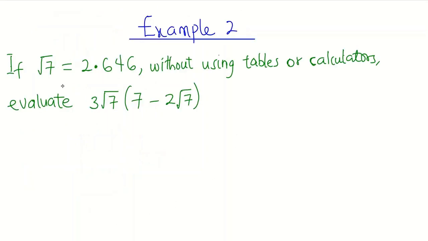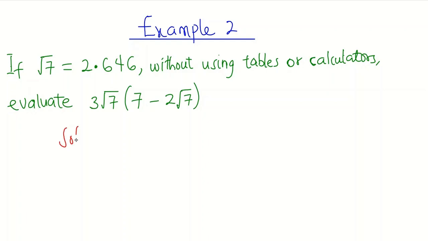In example 2, it says that if √7 is equal to 2.646, without using tables or calculators, evaluate 3√7(7 - 2√7). Now we are just going to simplify the expression here, and in our solution we are going to have the presence of √7, and then we substitute the value of √7, that is 2.646, into the expression, and then we get our final result.